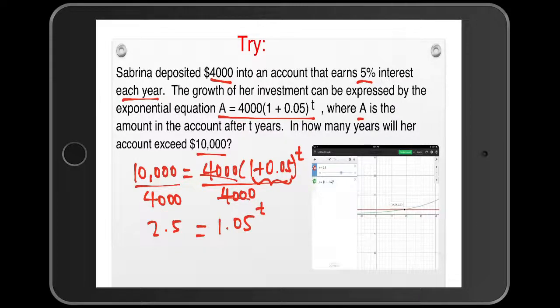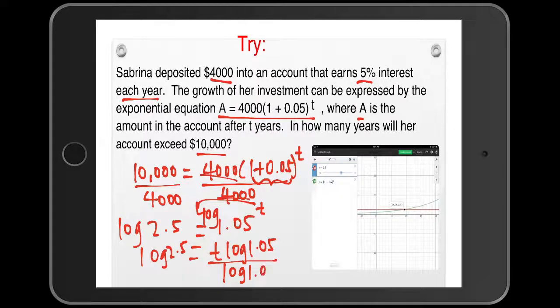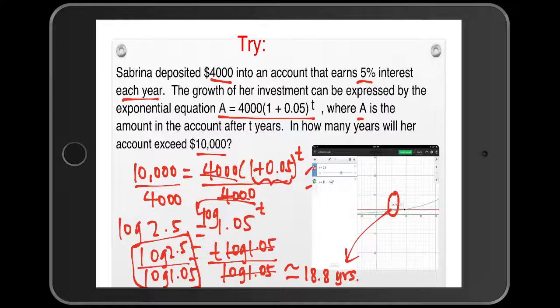And again, to solve this algebraically, we can go ahead and take the log or natural log of both sides and bring the T forward. So we have T log of 1.05 equals log of 2.5, divided by log of 1.05 on both sides. That will give us the answer, and we can go ahead and use the calculator. This is our exact answer right here, or we can approximate it in the calculator, and that'll give us 18.8 years. Notice again, you can also solve this using a graph, and where they meet is exactly the same answer as what we have using algebra.